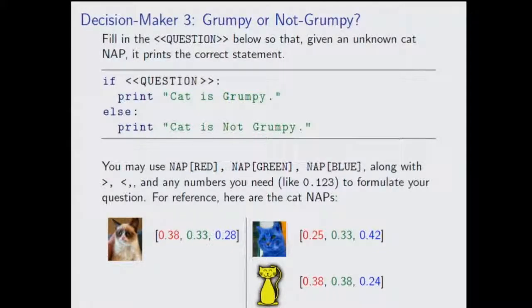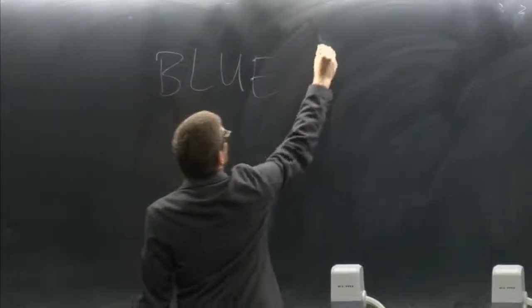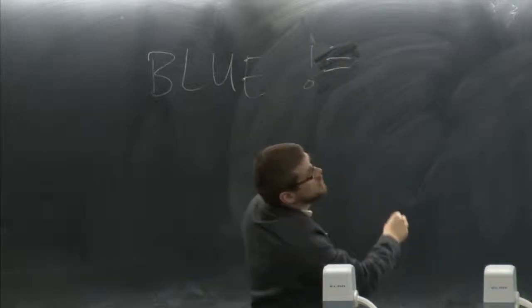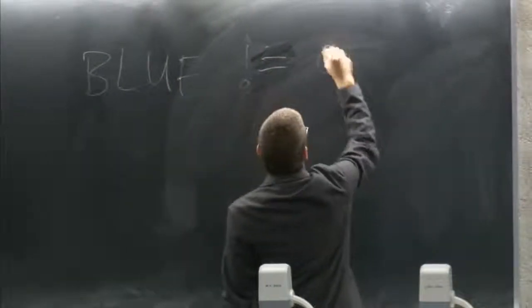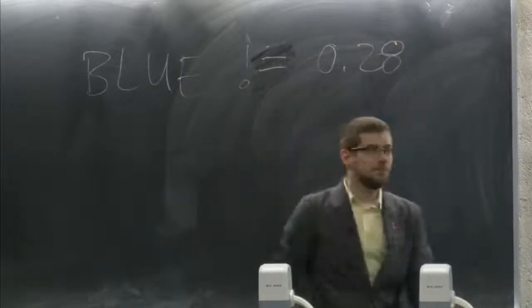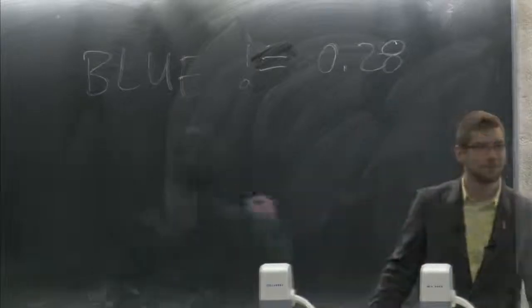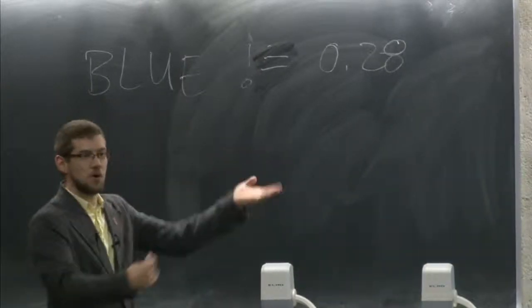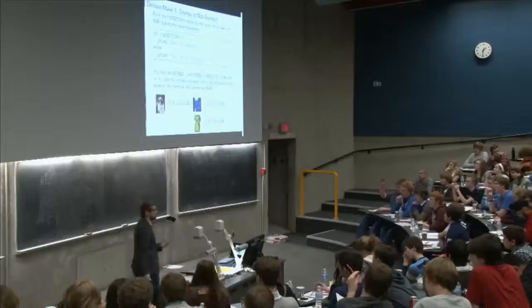I'll give you a minute. It's not equal to, geez. It's not equal to 0.28, okay. Well, if blue is higher than 28 or lower than 28, then it's one way, and if it is exactly 28, it's the other way. So you can ask it the other way around.